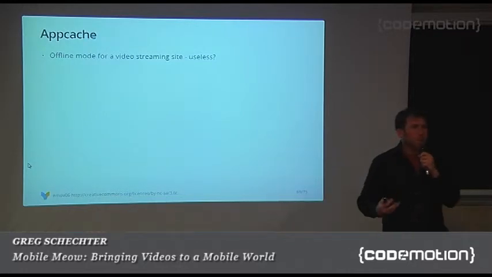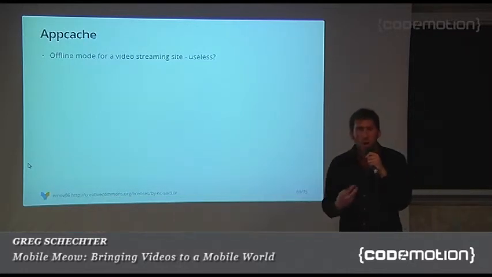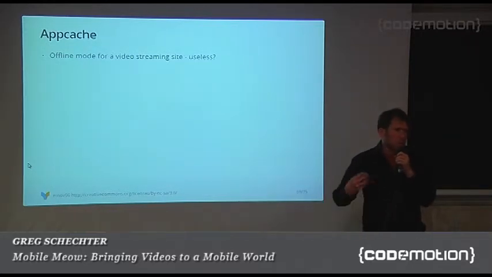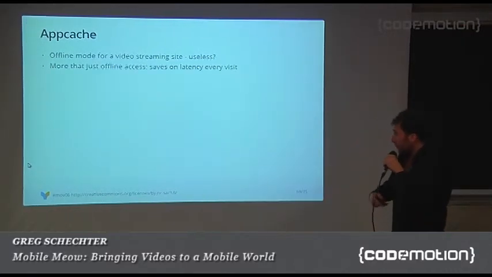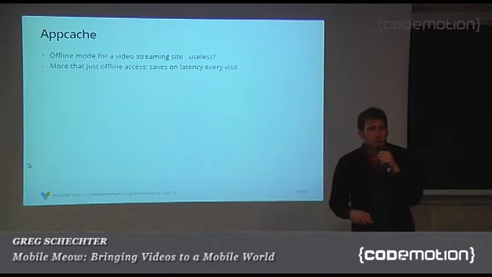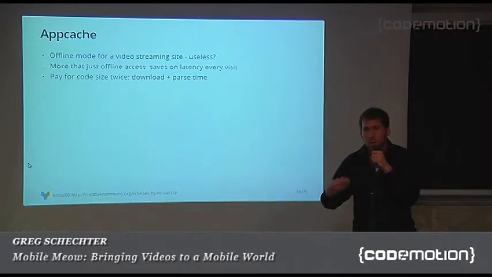So the first thing people think about with the app cache is sort of offline access. And for a video streaming service, that's kind of weird. We can't let you download the video, so should we really be using it? And the thing is, we can actually do a lot more with it. We can download our JavaScript and sort of save on latency, so you don't have to keep checking to get the new JavaScript.